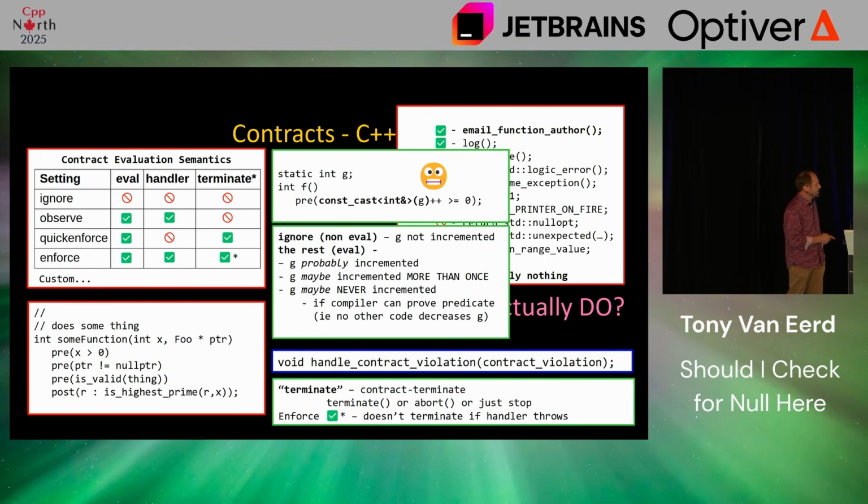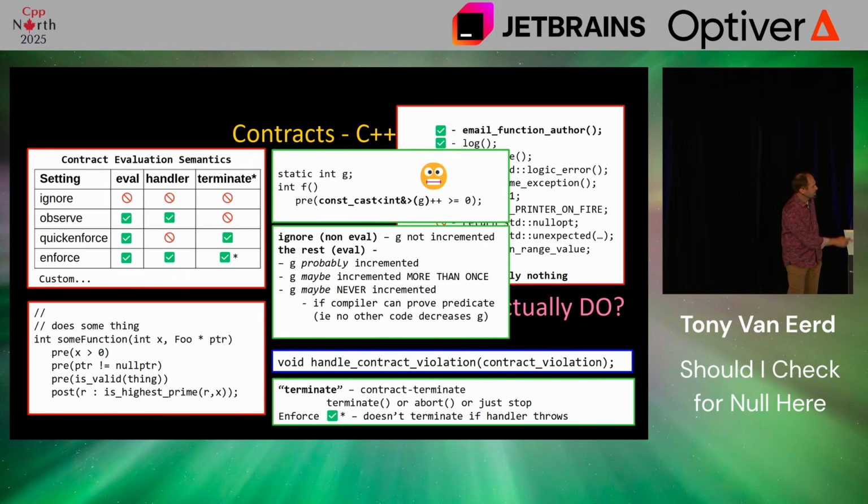And now the asterisk. Terminate means contract terminate. I'm not saying standard terminate because it didn't fit. Contract terminate could be terminate. It could be standard abort. It could just stop, not call anything else. Just like, we're done. We are out of here. It's whatever the implementation wants contract terminate to mean, but it does mean terminate. It's not going to keep going.